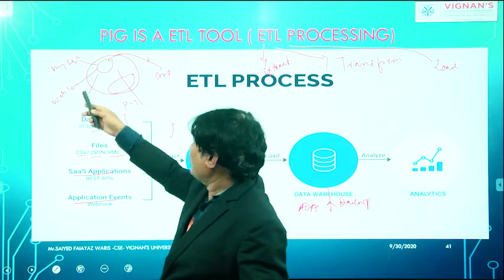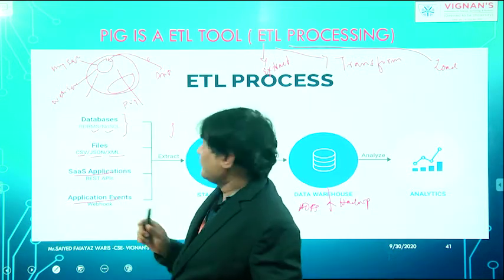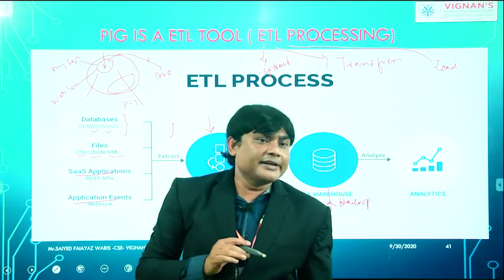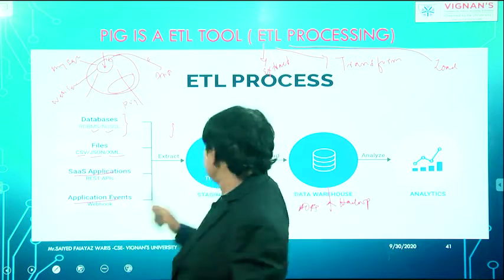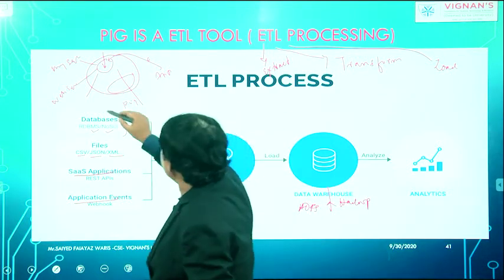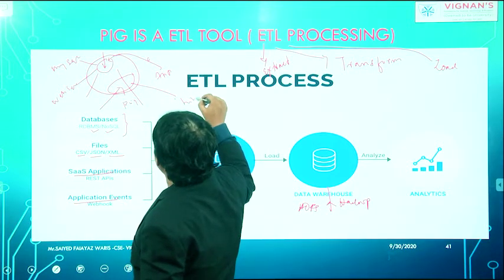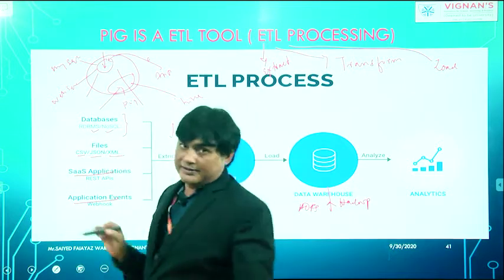We are taking the data from different sources, that is called extract. Then you are doing some kind of transformation on this data, because we have raw data. Raw data must be transformed, and once the transformation takes place, you load this data back to Hadoop. Then from Hadoop, Hive can also be used to analyze this data.